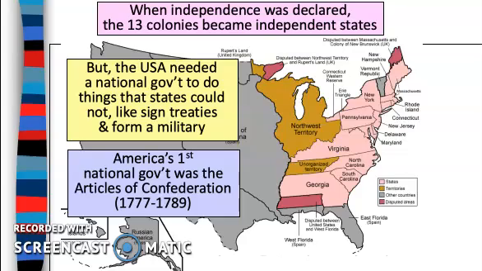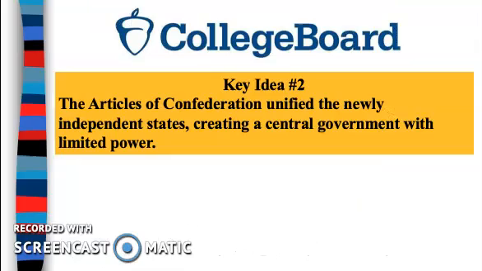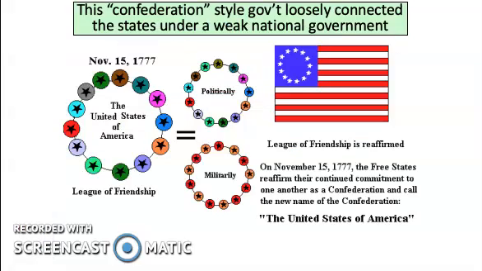It lasts from 1777 to 1789. And that brings us to key idea number 2, which states, the Articles of Confederation unified the newly independent states, creating a central government with limited power. Now, this new confederation-style government loosely connected the states under a very weak national government.